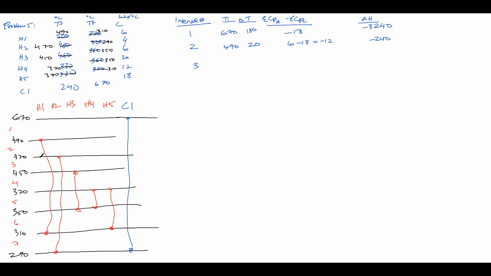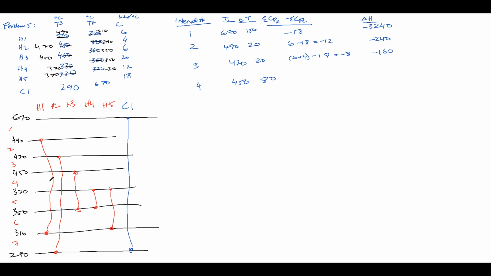Interval 3, my initial temperature in this case is 470. My delta T again is 20. My summation of CP hot is H1 plus H2, so it's 6 plus 4, minus the summation of CP cold, which is 18. So 10 minus 18 is minus 8, and minus 8 by 20 is minus 160. Interval 4 starts at 450, ends at 370, so the delta T here is 80.